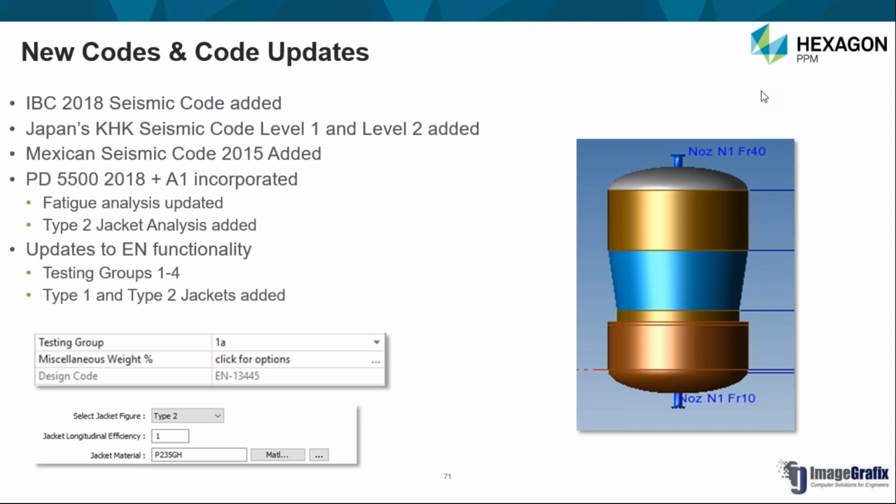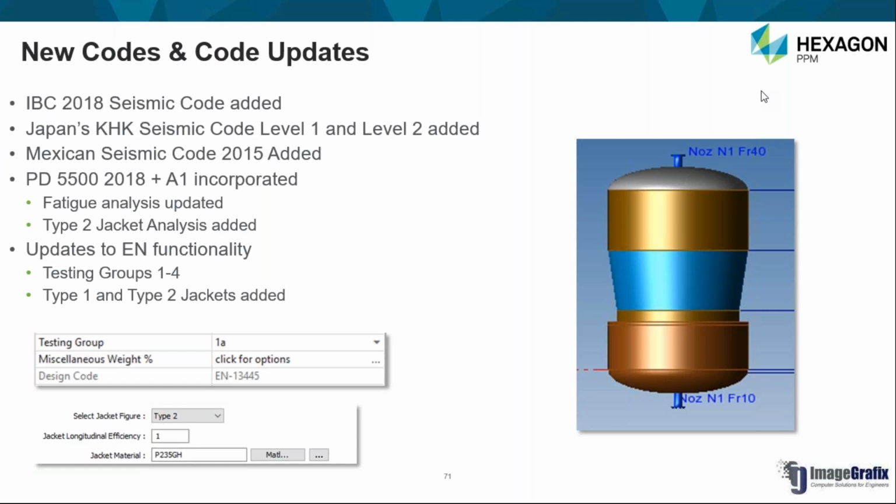Further to that, they have updated their fatigue analysis, and type 2 jacket analysis has been added for PD 5500. There were some updates to EN 13445. The testing groups 1 to 4 have been added, and also type 1 and type 2 jackets have been added for EN 13445. Okay.